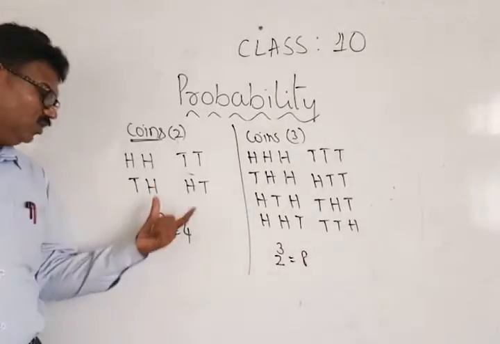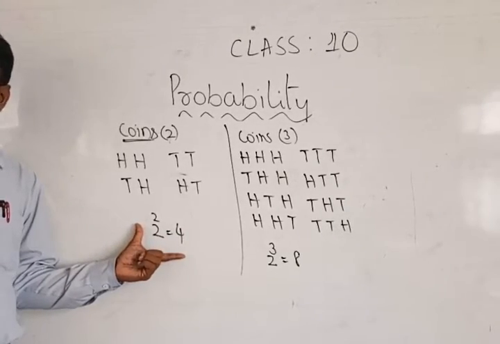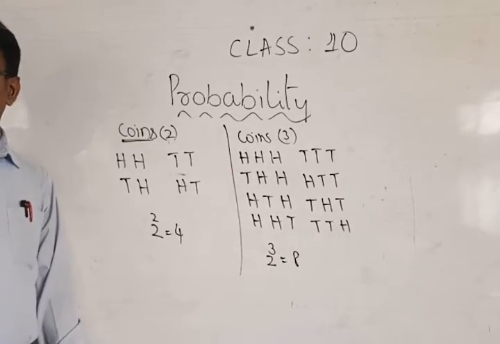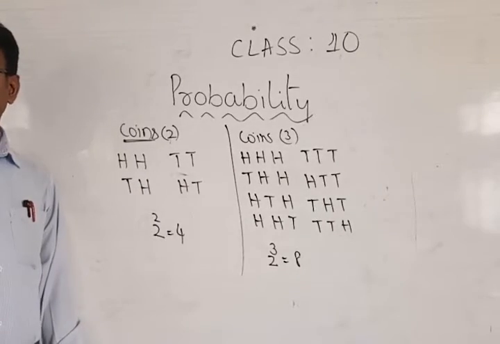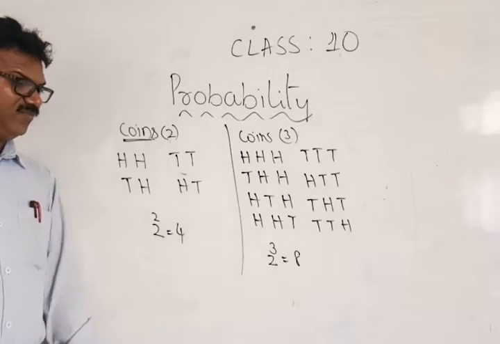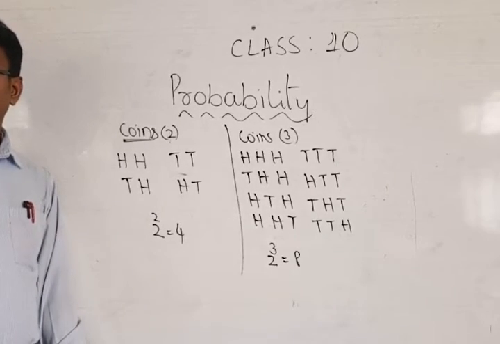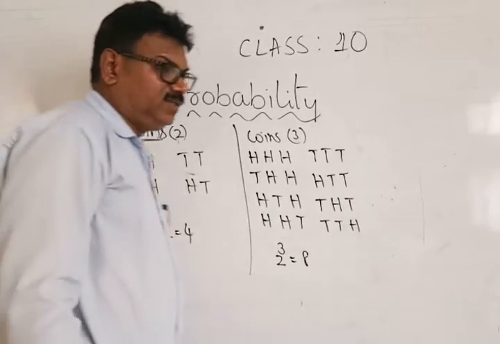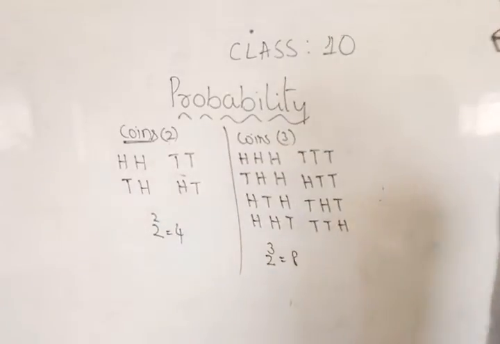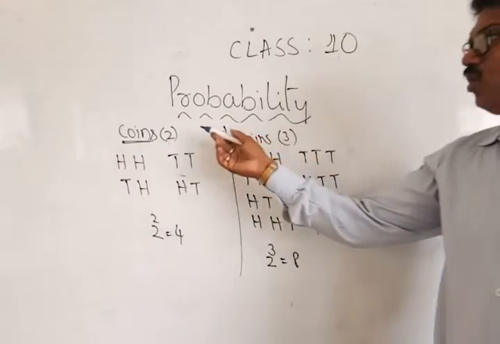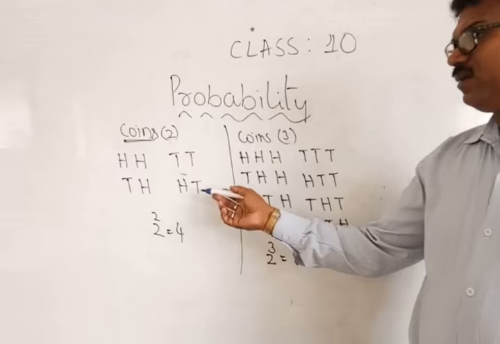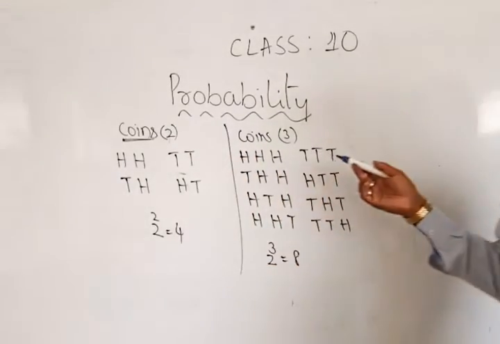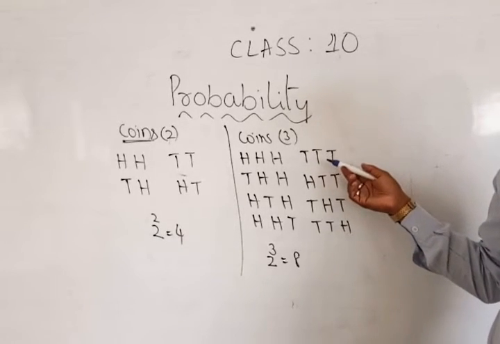So last year you studied only 2 coins, 2 coins together or at a time. But this time 3 coins at a time. 3 coins at a time means 2 to the power of 3. That is 8. Okay? It is nothing but 2 cube, it is nothing but 8. Now see, 2 coins at a time means it is 2 square. 3 coins at a time, it is nothing but 2 cube.